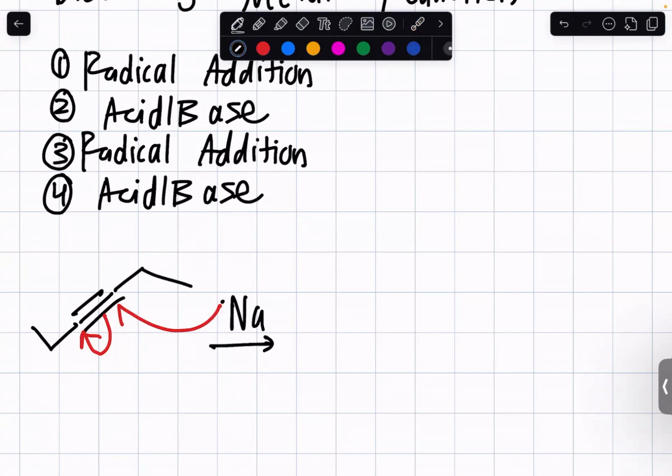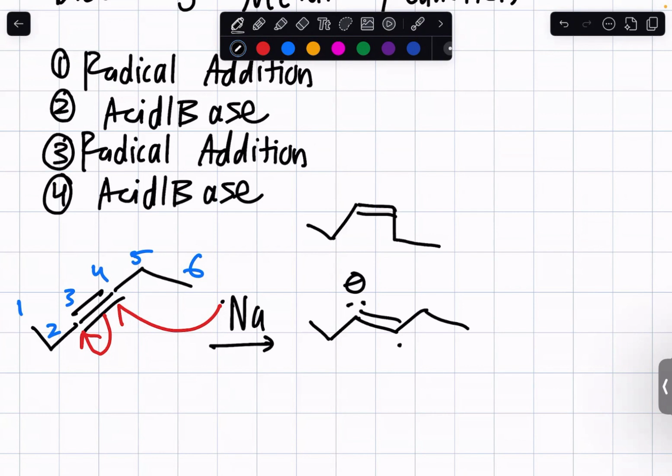And we can actually get two intermediates, right? I'm going to draw both, so let's number this so I don't mess up the things here. 1, 2, 3, 4, 5, 6. Trans alkene between 3 and 4. 1, 2, 3, 4, 5, 6. And I actually have this one as well.